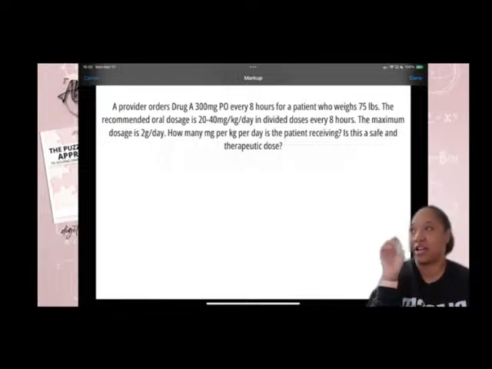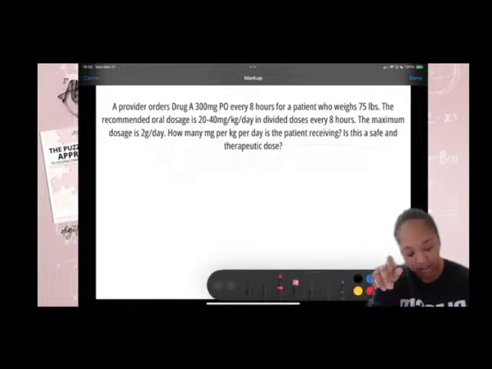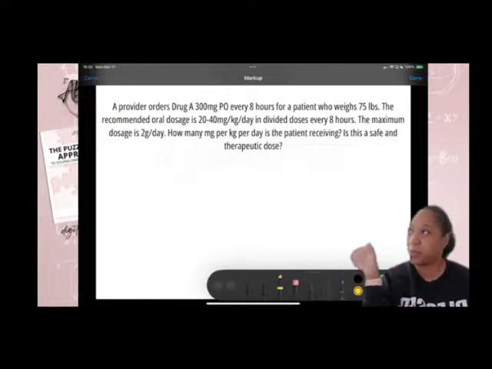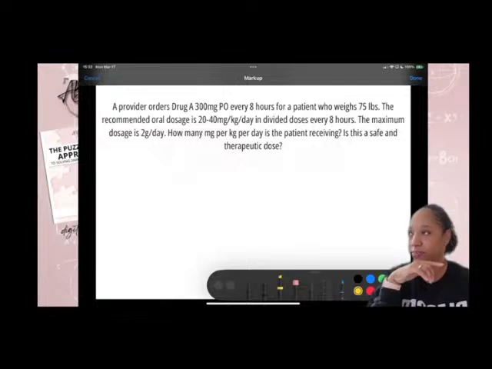Okay, in the meantime, safe dosage range, okay? So, I'm going to pull out my colors so we can talk about some things. All right, so let's read it. The provider orders drug A, 300 milligrams by mouth every 8 hours for a patient who weighs 75 pounds. Recommended oral dose is 20 to 40 milligrams per kilogram per day in divided doses every 8 hours. The maximum dosage is 2 grams per day. How many milligrams per kilogram per day is the patient receiving, and is this a safe and therapeutic dose?